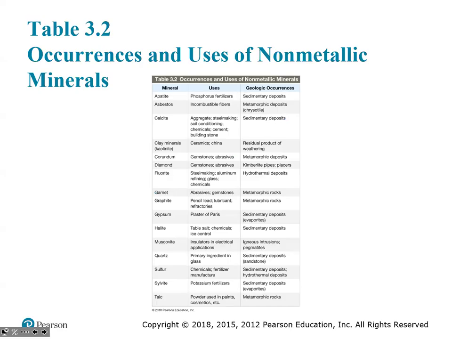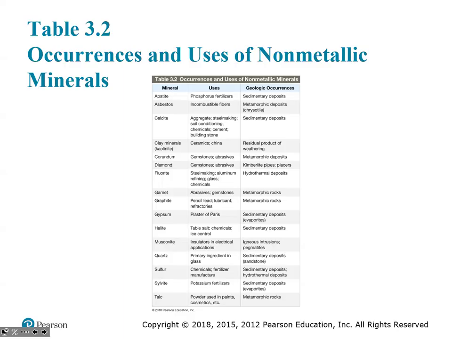So, apatite is used for phosphorus fertilizers. It comes from sedimentary deposits. Asbestos has incombustible fibers. It comes from metamorphic deposits, but it is also good at other things, like ruining your lungs. Calcite is used as an aggregate in steel making, soil conditioning, chemicals, and cement, and as building stone. This comes from sedimentary deposits.